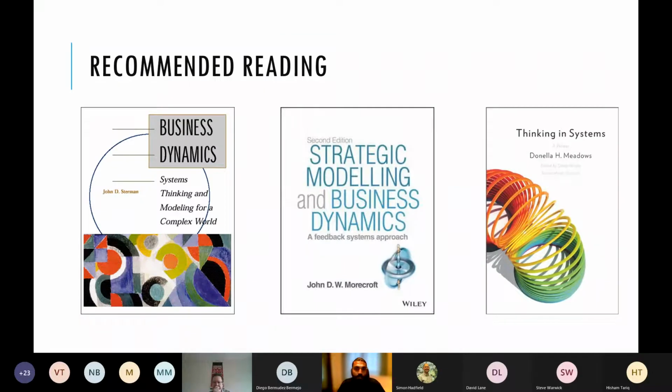So I've got three textbooks that I'd really like you to read, if you're very interested in the field of system dynamics or systems thinking. The first one is Business Dynamics, written by Professor John Sterman of MIT. That's kind of the Bible for the field of system dynamics. And there's another book, Strategic Modeling and Business Dynamics, written by Professor John Moorcroft. So that's also another book that you can refer to.